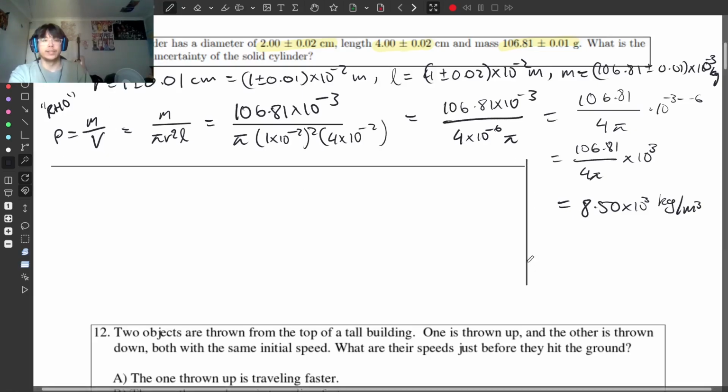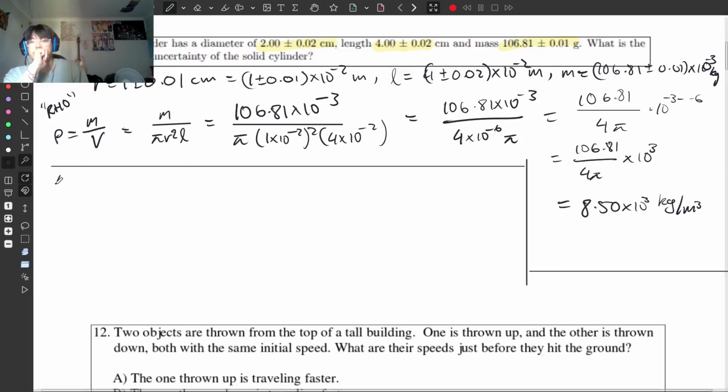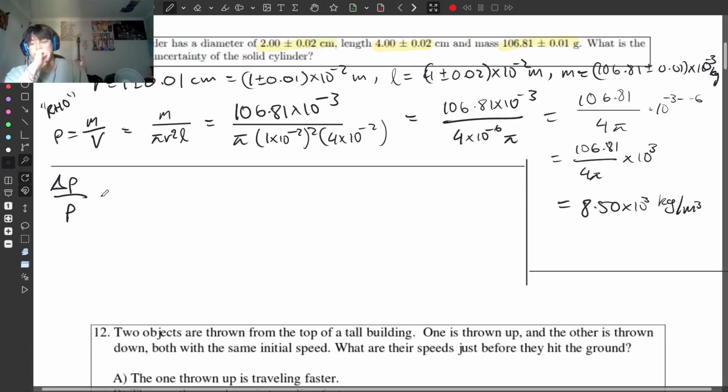Now we need to find the uncertainty in our density. The fractional uncertainty in our density is going to be equal to the power of the variable times the fractional uncertainty of the variables present in our equation. Because our radius has a power of 2, we will have a 2 at the front, and then it would be our fractional uncertainty in our radius.